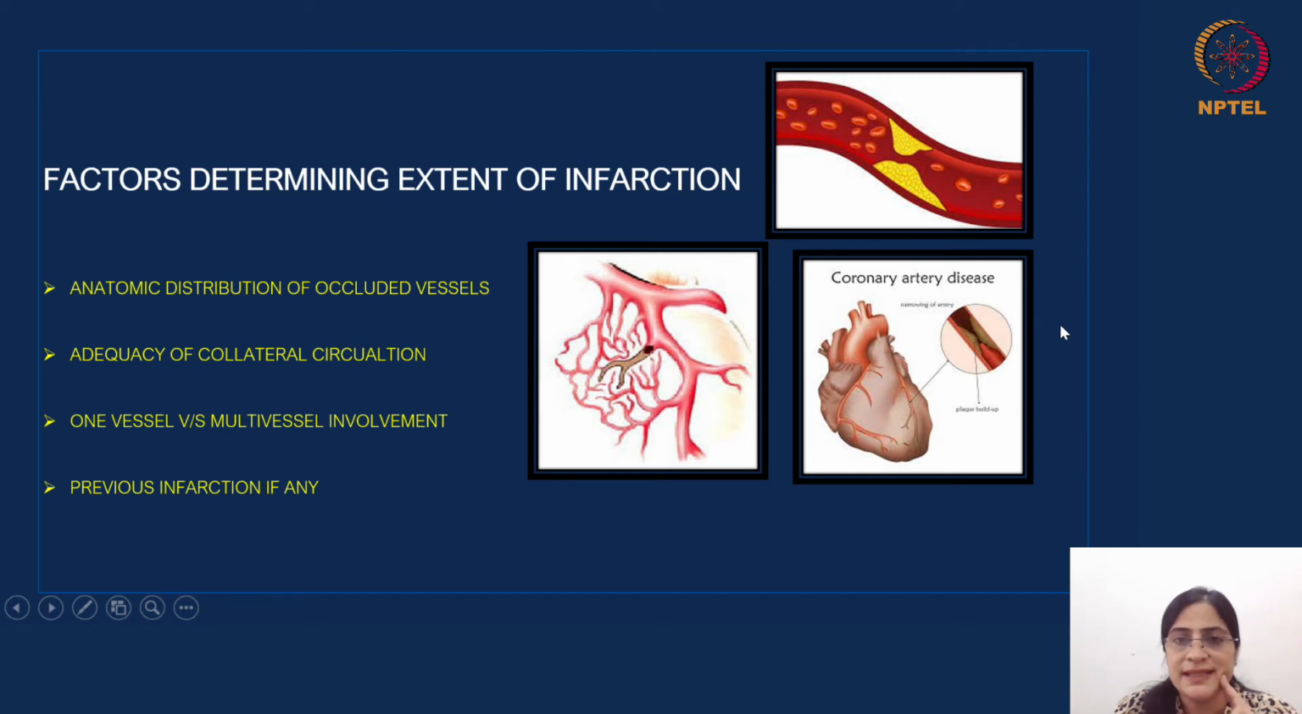So what determines the extent of infarction or the area of the myocardial damage? The distribution of occluded vessels, the adequacy of collateral circulation at that time, whether one vessel is involved or multiple vessels are involved, and whether there was any pre-existing infarction.